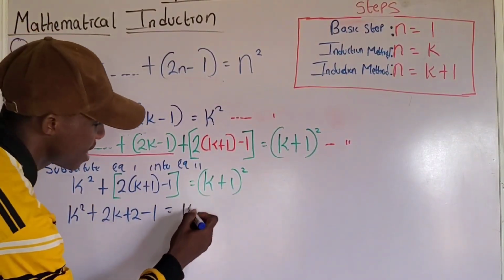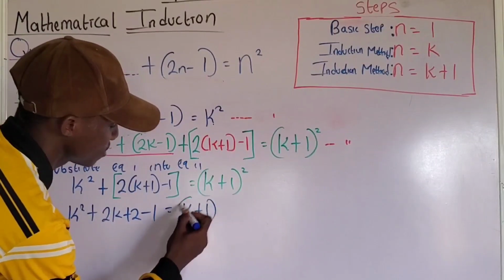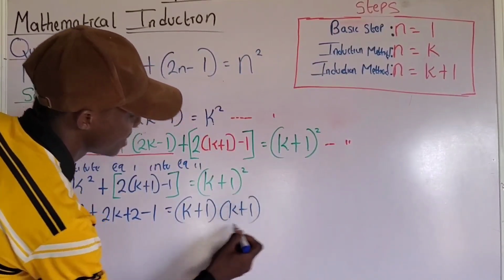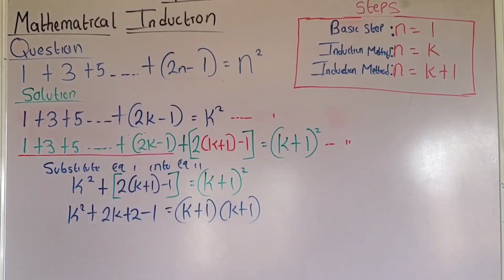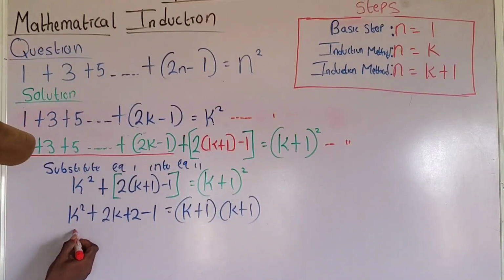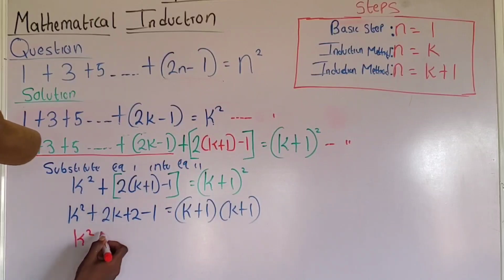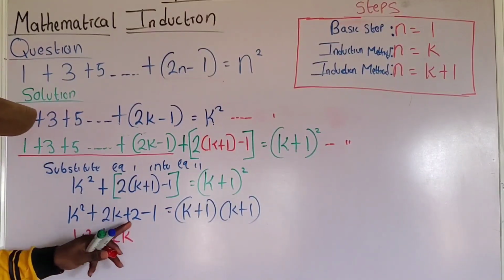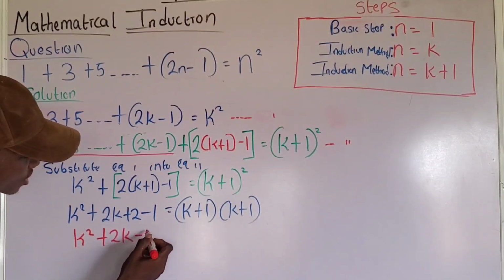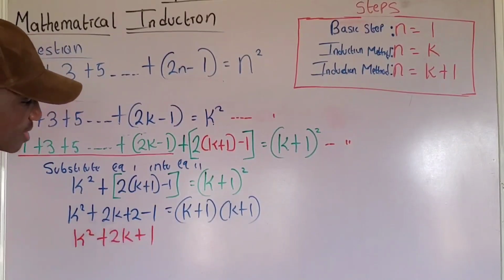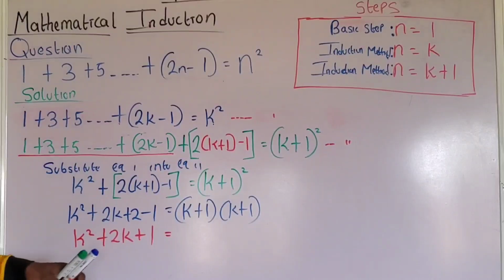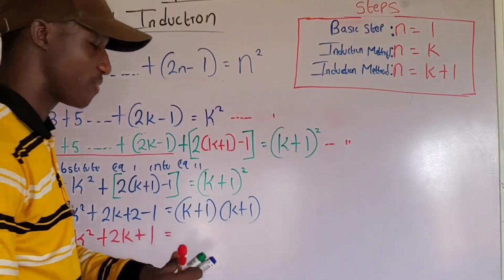That means I'm going to have k plus 1 and k plus 1, right? Yes. Because if you have a squared, it simply means a times a. You understand? So for this we are going to have k squared plus 2k plus 2 minus 1, that is what? Plus 1, sorry. 2 minus 1 is 1, okay? Equals to, now for the right hand side, let us quickly simplify it here.